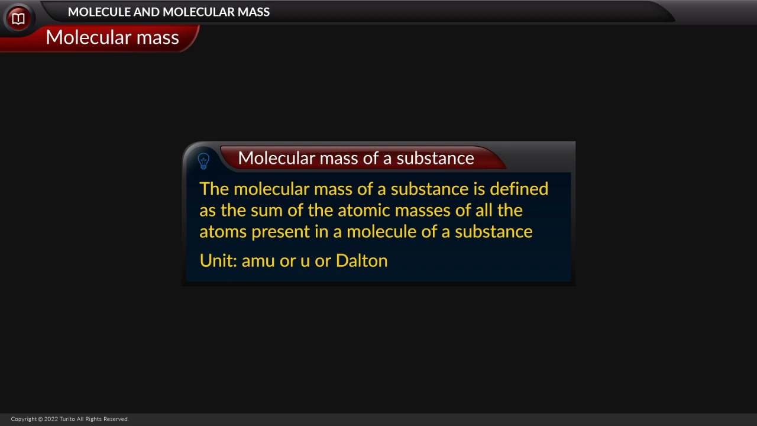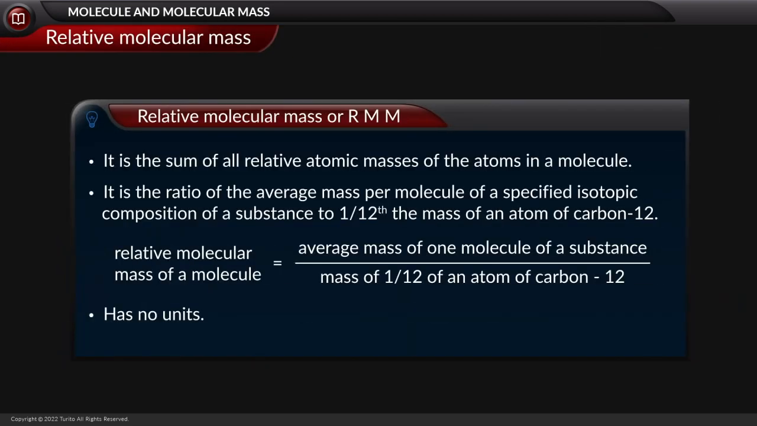Next is relative molecular mass, or RMM. It is the sum of all the relative atomic masses of the atoms in a molecule. It is the ratio of the average mass per molecule of a specified isotopic composition of a substance to 1/12 the mass of an atom of carbon-12. It is dimensionless, which means it has no unit.